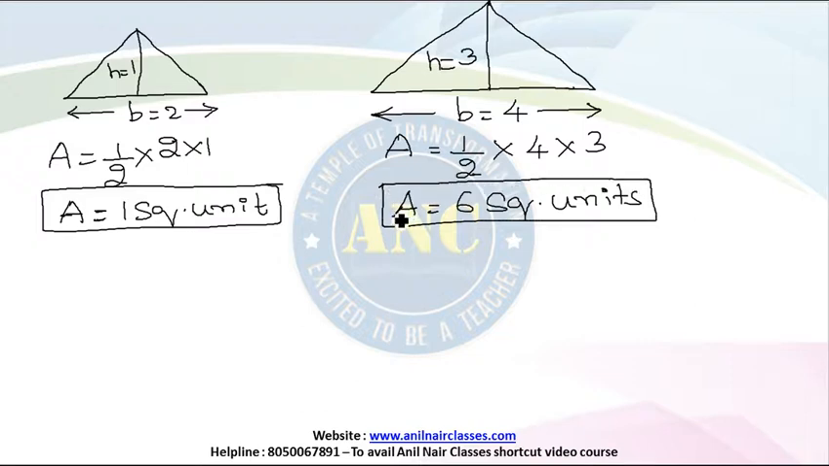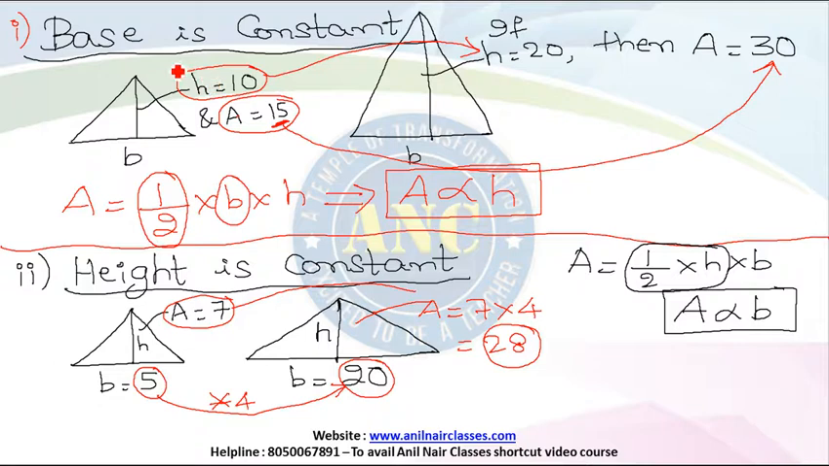Sir, what are you trying to teach in this case? Can you please tell what it is that you are teaching in this case? Now see here, sir. Very important point. Now can I say that in the previous cases, either base was constant or the height was constant? If the base is constant, area is directly proportional to height. If the height is constant, area is directly proportional to base.